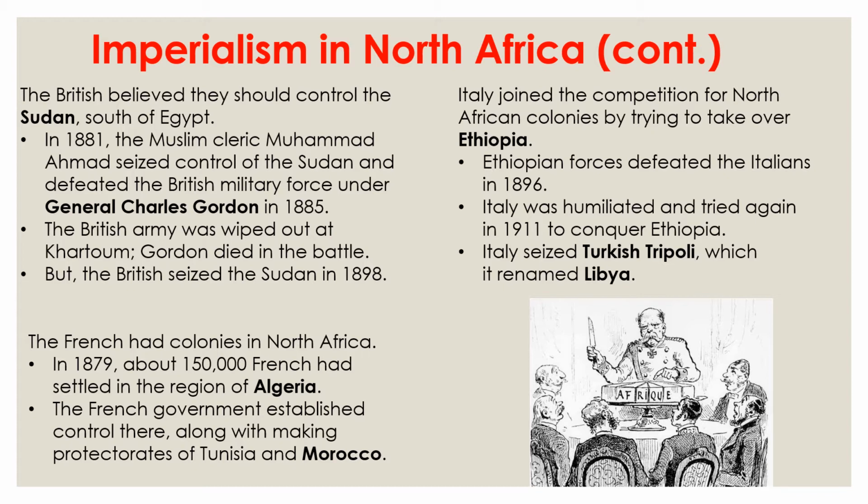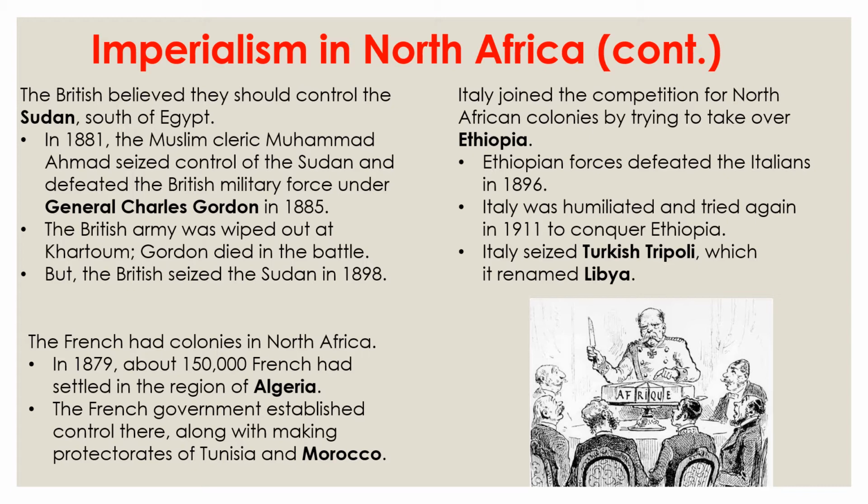Italy also joined the competition for North African colonies by trying to take over Ethiopia. Unfortunately for Italy, but fortunately for the Ethiopians, the Ethiopian forces actually defeated the Italians in 1896, thwarting the Italian desire for taking Ethiopia as a colony. Italy was actually humiliated by this defeat. They were a Western power, and they were defeated by a local population that was less militarily developed, and it was a huge humiliation for Italy.